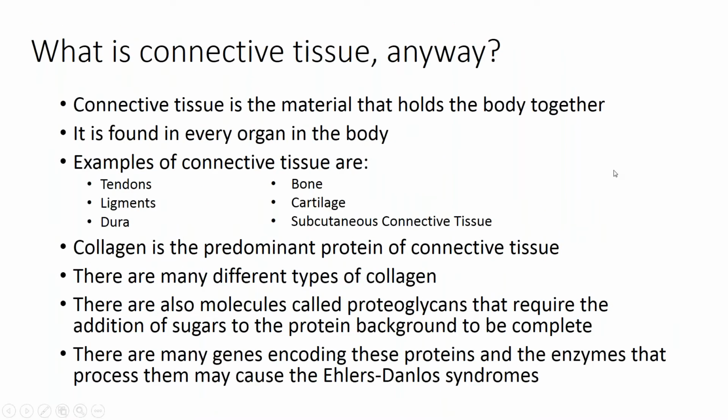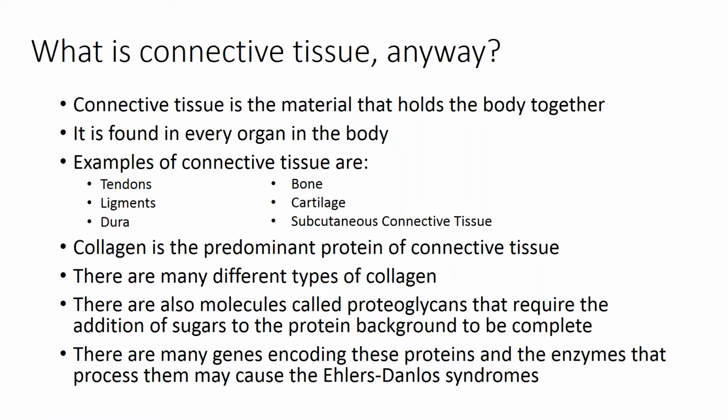So we're talking about hereditary disorders of connective tissue, so I think we should do a little bit more exploration about what we really mean by the term connective tissue. In general, we use the words connective tissue to describe the materials that hold the body together. Connective tissue is found in every organ in the body, and examples include tendons and ligaments, bone and cartilage, the dura, which is the material that surrounds the spinal cord and the brain, and subcutaneous connective tissue sitting underneath the skin.